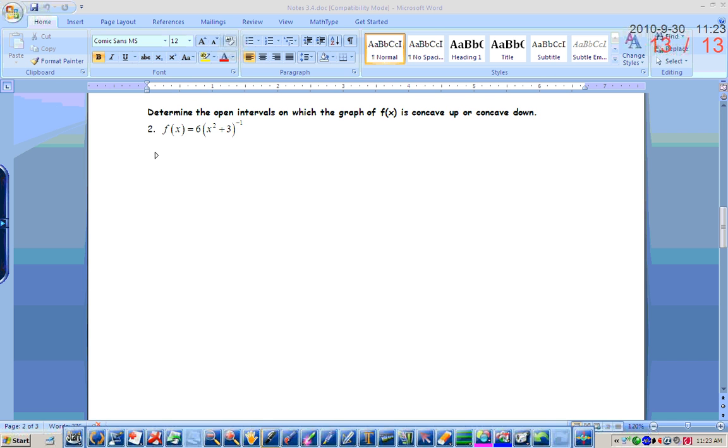But in order to find the second derivative, you have to find the first derivative. So what would the first derivative be?